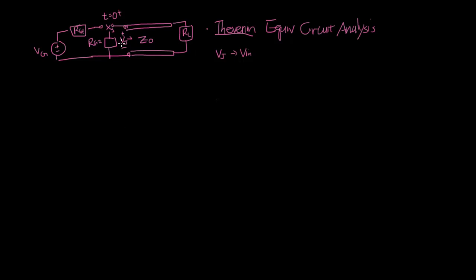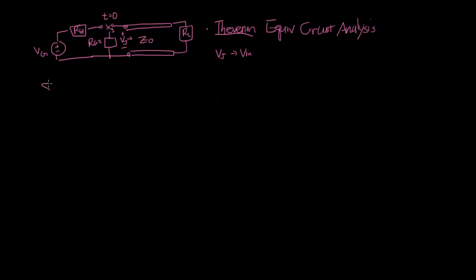But in this case, Vj is referring to Vn. And so we're going to have this in complete equilibrium, and then at t equals 0, we're going to flip the switch. So actually, to be precise, we'll just call it t equals 0. Now the first two steps for both the Thevenin Equivalent Analysis and the reflection coefficient analysis are the same.